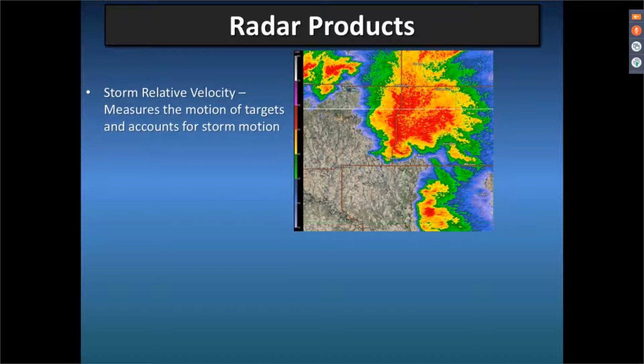And then we also use what's called storm relative velocity, and that's taking the velocity that I just mentioned and applying the motion of the storm to that. So if the storm is moving, let's say, east at 30 miles per hour, the radar can take what it's seeing with the velocity and then incorporate the storm motion into that. So it's kind of a better way to look at the storm relative winds out there.